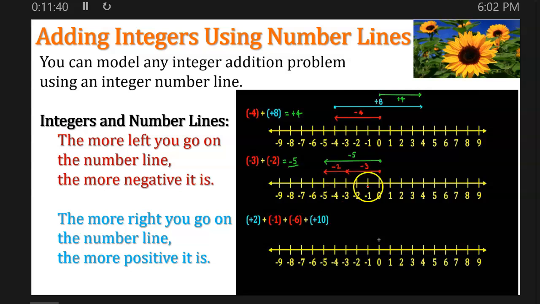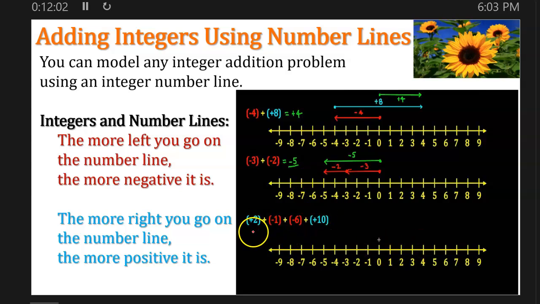Okay, let's try it again with the second one. We have a -3 here. So again, we're starting at 0 and we're going to go down to the negative side 3 spaces. Okay, so we're going to stop right here. And then we're going to add another -2. So instead of going right this time, we're going to go left again. And we're going to end up here at the -5. So our answer here is -5.